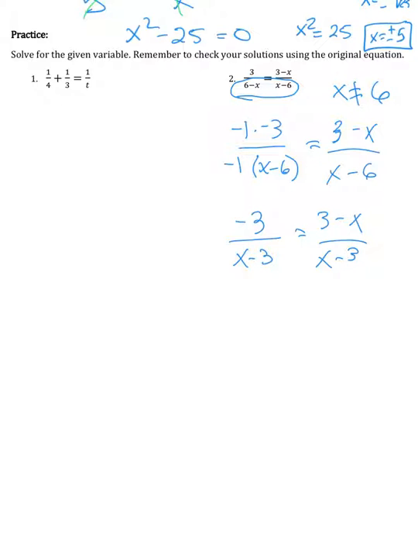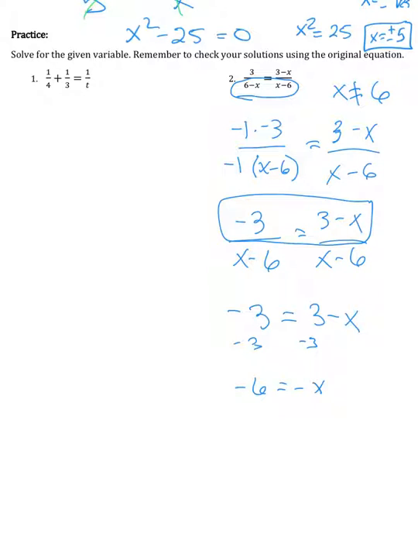Again, this is a 6, not a 3. And, man, I'm making all the mistakes. Sorry about that. There we go. Okay, so we can see that our two denominators are the same, which means our numerators have to be equal to each other, right? So if I focus on here, -3 equals 3 minus x. If I subtract 3 from both sides, I end up with -6 equals -x. And I divide by -1, and I get 6 equals x.